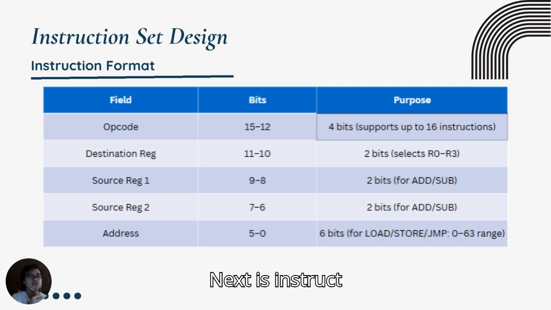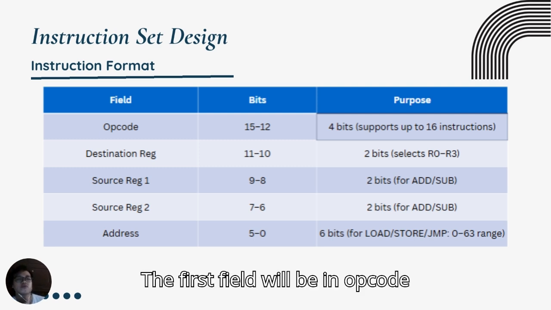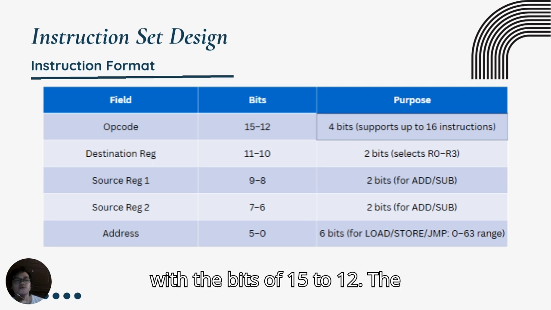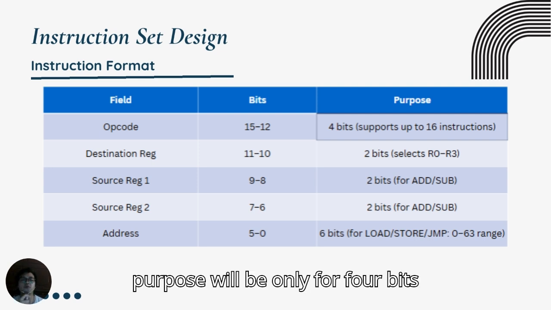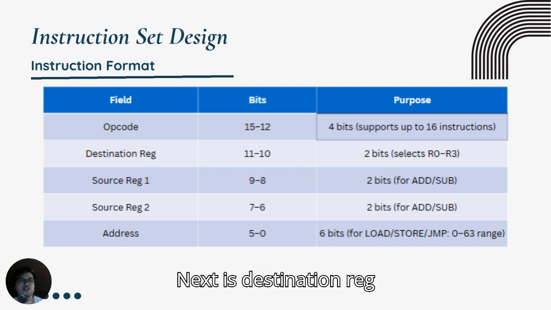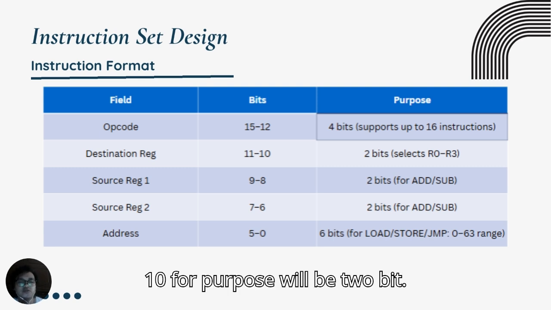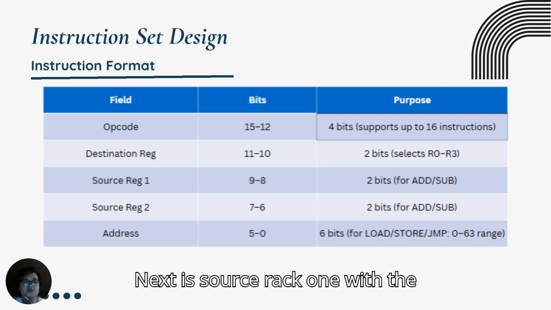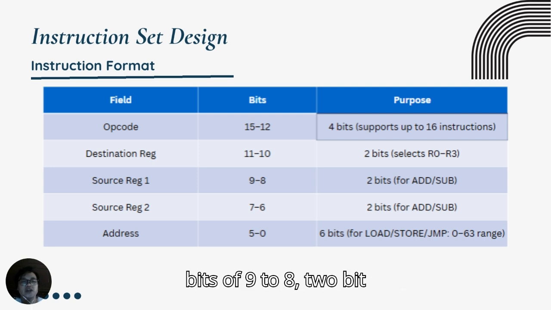Next is the instruction format. The first field is the opcode, with bits 15 to 12. It uses 4 bits, supporting up to 16 instructions. Next is the destination register, bits 11 to 10, 2 bits to select R0 to R3. Next is source register 1, with bits 9 to 8, 2 bits for add or sub.